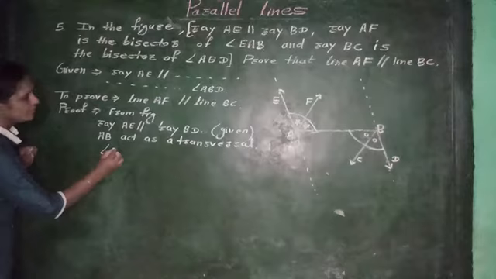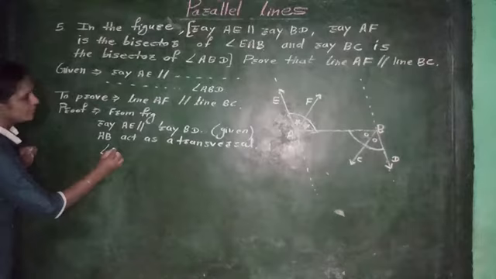Given is that ray AE is parallel to ray BD. This is given. Ray AF is the bisector of angle EAB. Ray BC is the bisector of angle ABD. This can be written in the given. Angle ABD.